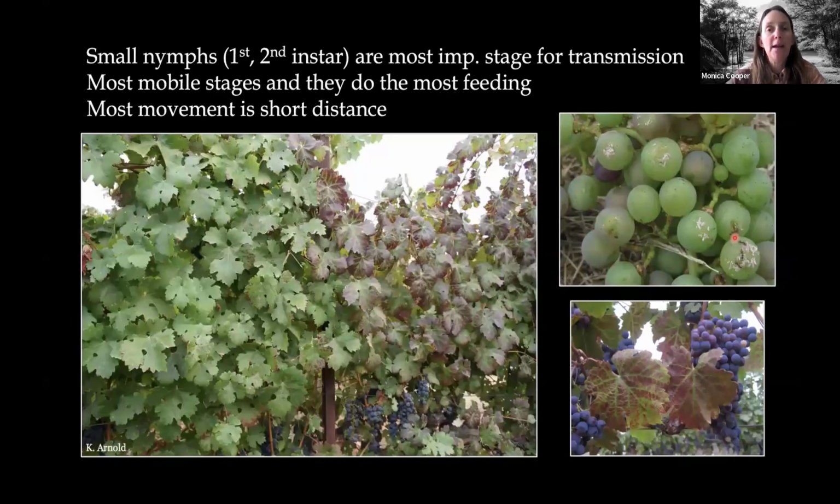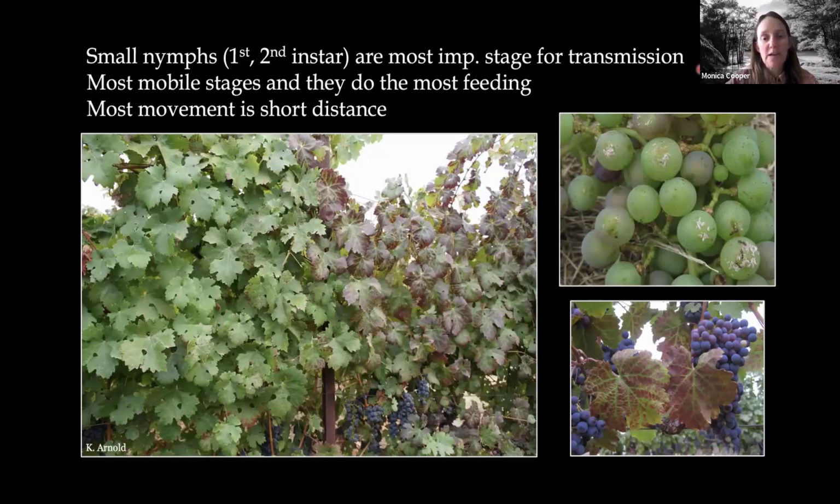Other important aspects of transmission biology are that small nymphs are the most important stage for transmission. There are two reasons for that. One reason is that they are the most mobile stages. Mealybugs may be a little bit like us. As they get older, they're less willing and more reluctant to move around. So it's really the young stages that do most of the movement and most of the dispersal.